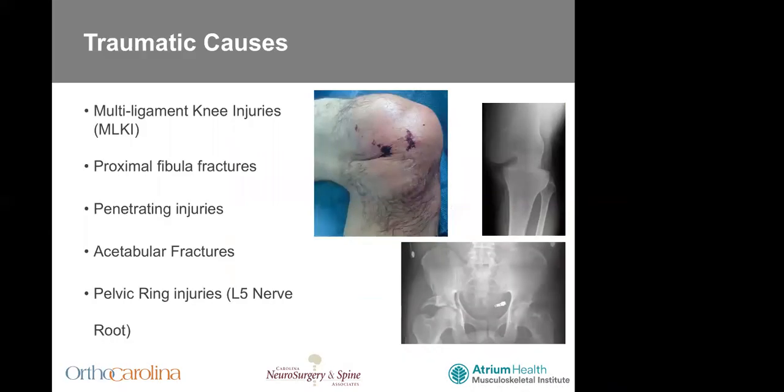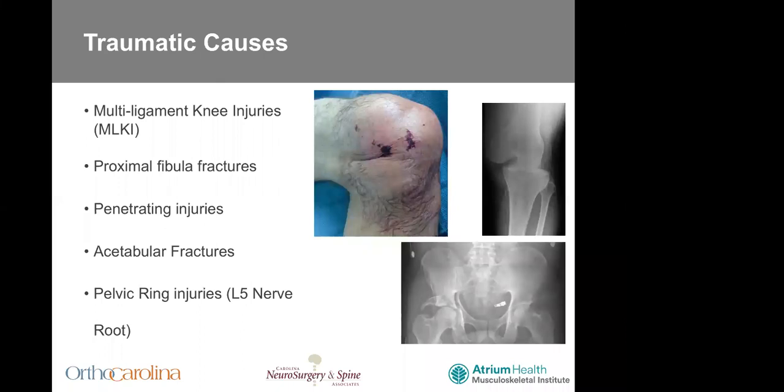So now we'll talk a little bit about causes of peroneal nerve injuries. Causes include multi-ligament knee injuries, often associated with knee dislocations, proximal fibula fractures, penetrating injuries like gunshot wounds or stabbing injuries, acetabular fractures, as well as pelvic ring injuries involving the L5 nerve root. The rate of common peroneal nerve palsy associated with multi-ligament knee injury has been reported as low as 16% and as high as 40%.